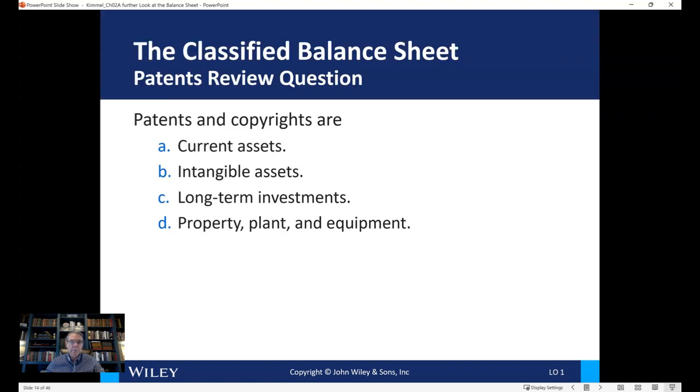All right, so patents and copyrights are what? Current assets? Nope, they have life longer than a year. Intangible assets? Yes.